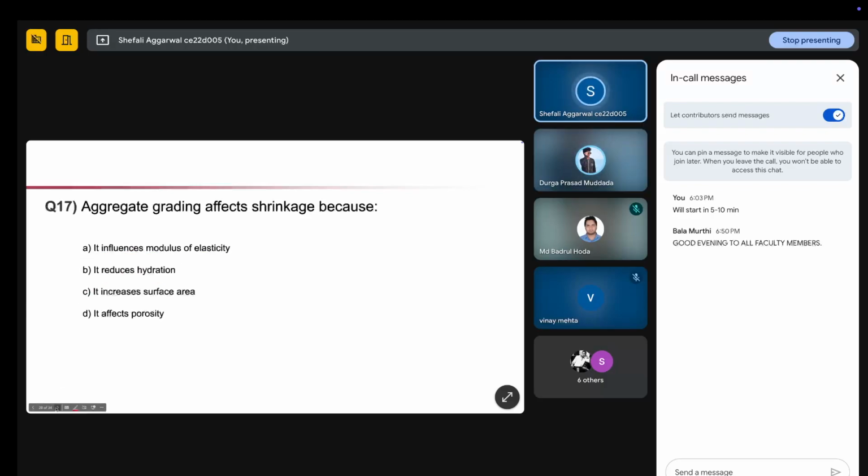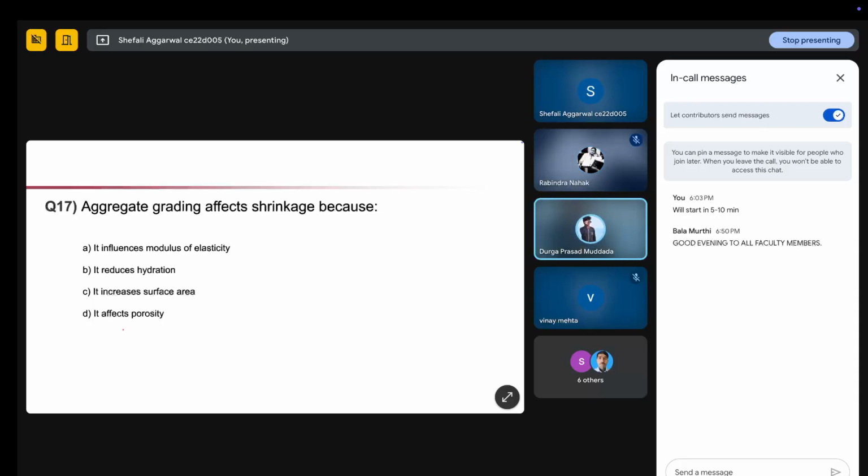Aggregate grading affects shrinkage because it influences modulus of elasticity, reduces hydration, increases surface area, or affects the porosity? A. When you are grading your system properly, it will influence your modulus of elasticity. So A is the correct answer.